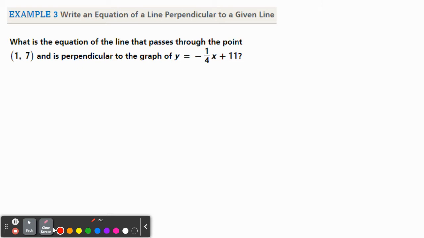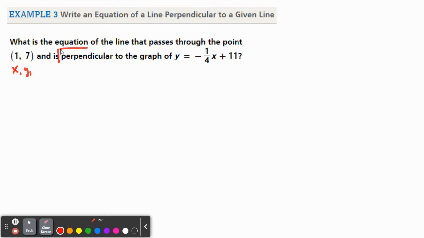So if we take a look here, we are going to have to identify a point and a slope in order to use point-slope form, and then we'll get it into what's called slope-intercept form. But in this problem, they give us a point, (1, 7). This is going to be our x1, y1 in point-slope form.